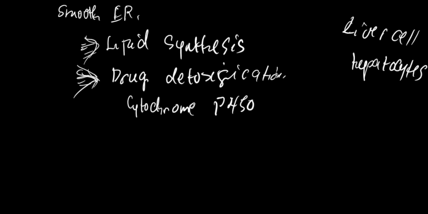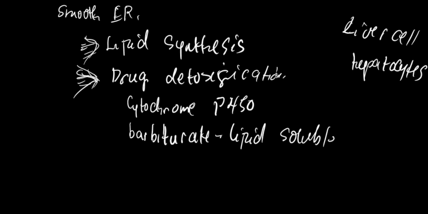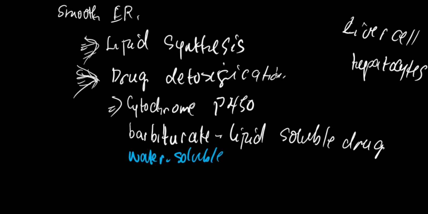Now, certain drugs that are consumed, take for instance barbiturate, are lipid soluble drugs. When a substance is lipid soluble, not necessarily a drug, it's hard to excrete it from the body, because the kidney works with water soluble substances. However, this enzyme, cytochrome P450, which is associated with the smooth endoplasmic reticulum, helps to make drugs such as barbiturate water soluble, and by making these drugs water soluble, it enhances their excretion from the body. So these drugs can now be easily excreted by the kidney.